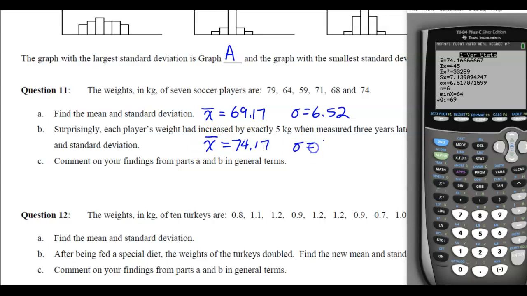74.17, standard deviation 6.52. So adding the same amount to every data value does not change the spread, the standard deviation. So adding or subtracting.